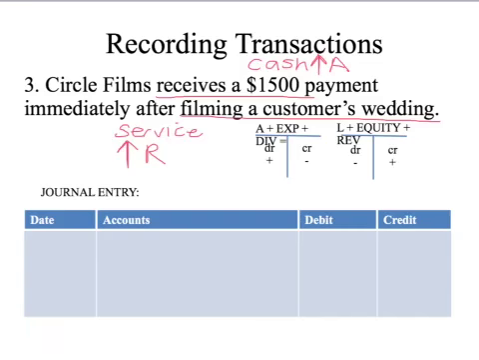Let's take a look at the rules. Asset increase is a debit. And we've got revenue. Revenue is over here. Revenue increase is a credit. So notice there's always going to be one debit and one credit. Always write the debit first.